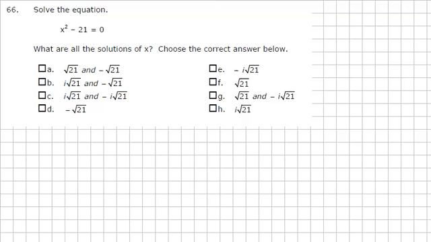So let me just write down that observation to begin with. Our equation has no x term, so use the square root property.